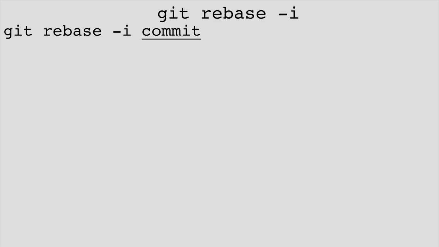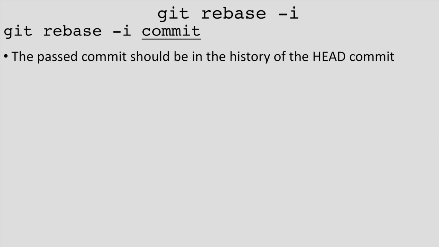Git rebase -i. I stands for interactive. To use the command git rebase -i commit, where commit is a commit expression, the past commit should be in the history of the head commit. If it isn't, then I don't know what happens.